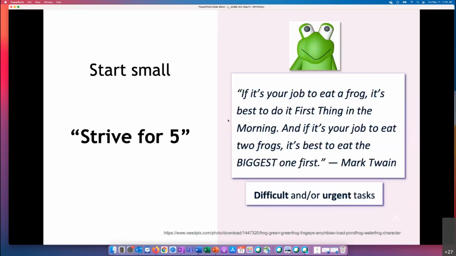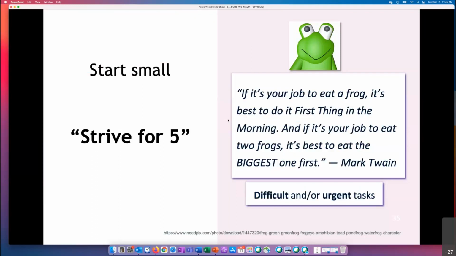So a couple of strategies. One is called Strive for 5. This strategy says that you will spend 5 minutes on whatever task it is that you want to accomplish, maybe that you don't. And usually what happens is when you say I'm spending 5 minutes, the going gets good and you might keep going. And 5 minutes isn't a lot of time to commit, even if you don't want to do something.